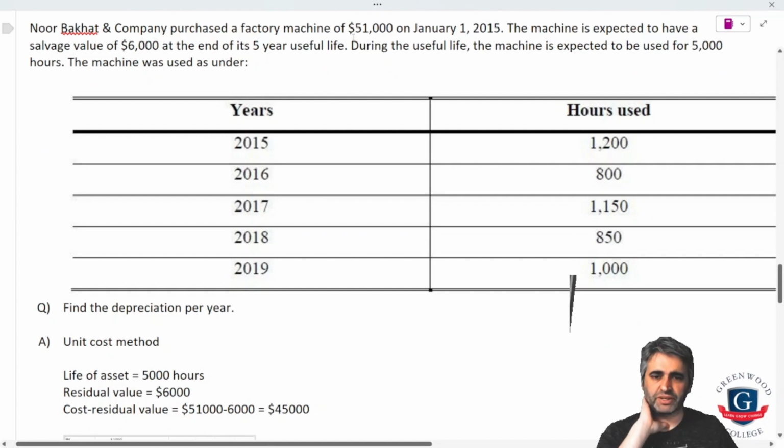A company's purchased a factory machine for $51,000 on January 1 of 2015, so the start of 2015. The machine is expected to have a salvage value of $6,000 at the end, so it's going to have a usable value of $45,000, the cost minus residual value. And during its useful life, it's expected to be used for 5,000 hours. Now, here are the hours that it was used for.